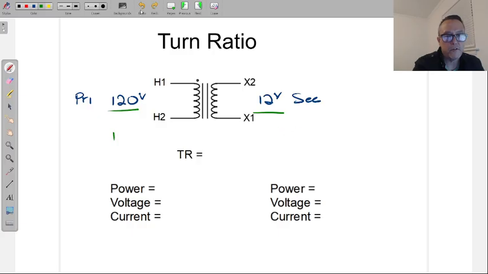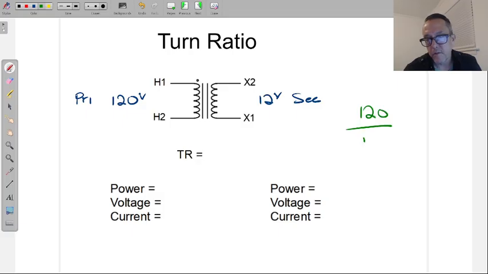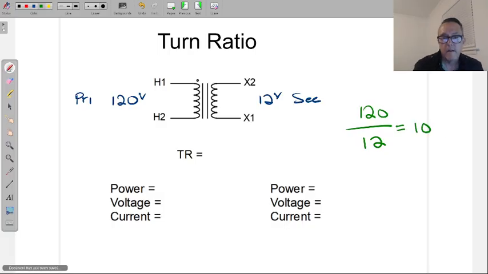Bigger number of the two goes on top. Smaller number of the two goes below, and now we divide. 10? Correct. Now, here's the important part. When we're writing it down and expressing it, it's 10 to 1. It's always going to be to 1.